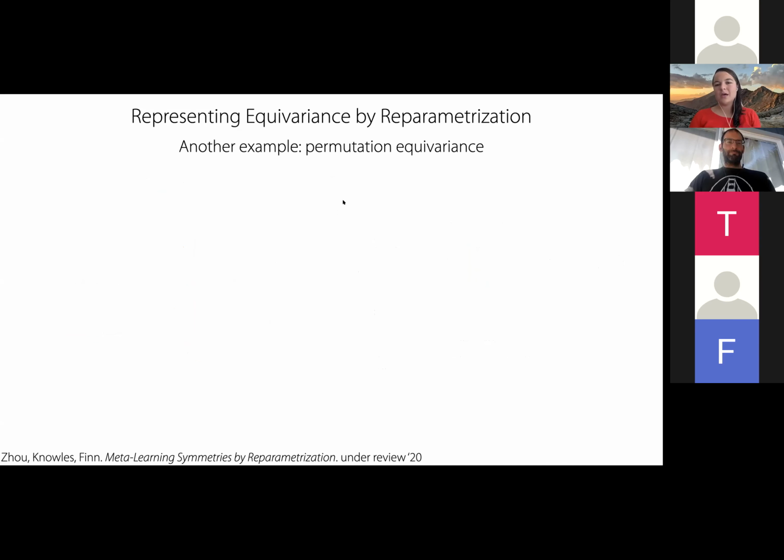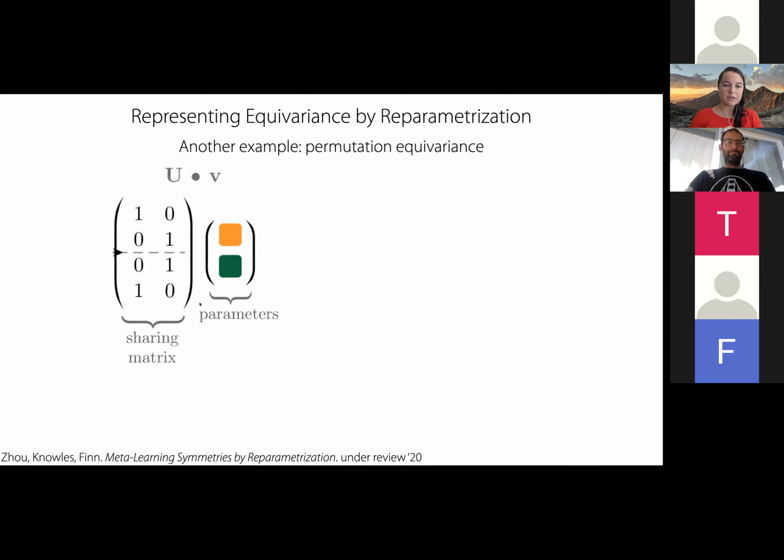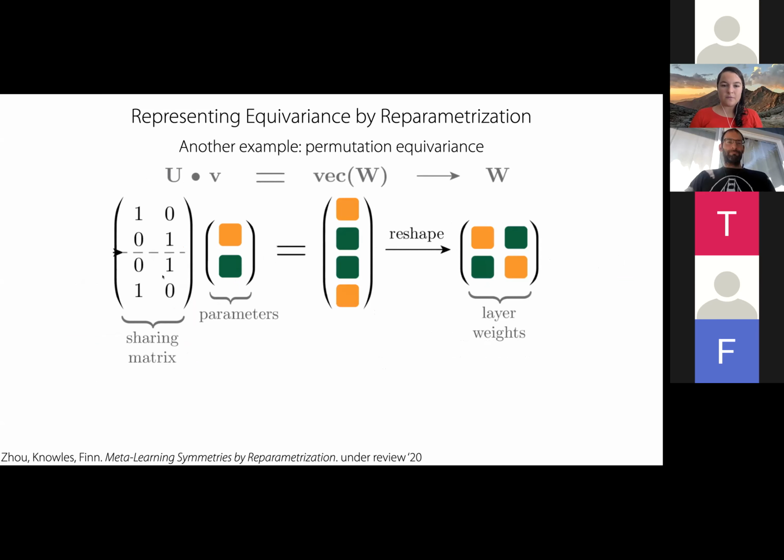Say we want to represent a permutation equivariance example rather than translational equivariance. What this might look like is we have a V vector that has two underlying parameters, and a sharing matrix that looks like this. If we take the matrix vector multiplication, we get a vector that looks like this, and we reshape this into a layer of weights here. This gives us a weight matrix that is permutation equivariant, such that if you permuted the two inputs x, the output would also be permuted.